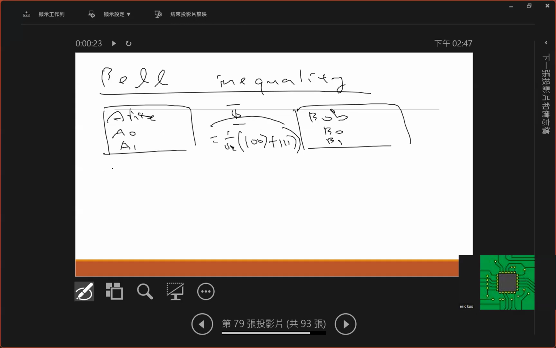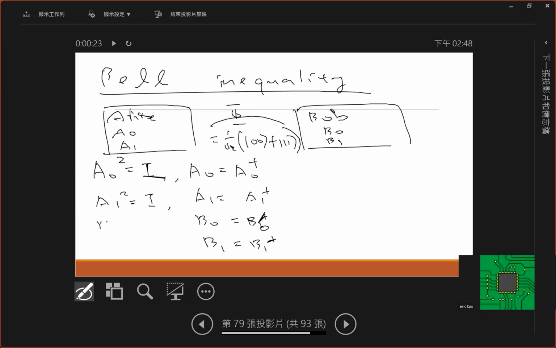A0 is some measurement, or you can imagine it's a POVM, but let's say A0 is some measurement whose square equals 1 and is Hermitian. This is also true for Bob. Alice and Bob get some information from a third party, and Alice can use A0 or A1 to do a measurement, and Bob can use B0 or B1. So each of them can choose two kinds of measurement.